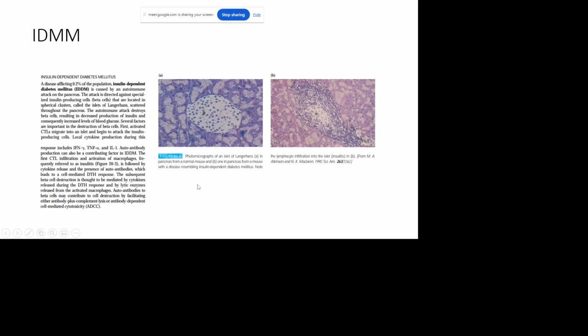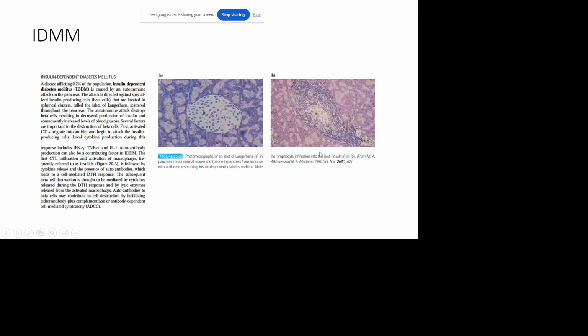Now this antigen antibody complex, as we know from ADCC, can be bound to an NK cell, right? If they bind to the NK cell, then the NK cell will destroy the beta cell, right? They will destroy the antigen. That is antibody dependent cell mediated cytotoxicity, ADCC, right? So that's one possibility.